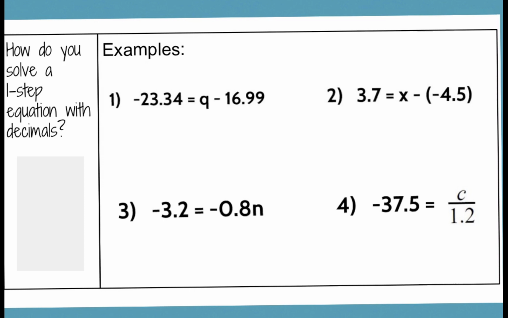What is different with this lesson than our previous lessons on solving one-step equations? Here we're working with decimals. Our rational numbers are going to be in decimal form. The process is all the same. We need to use inverse operations and maintain equality.